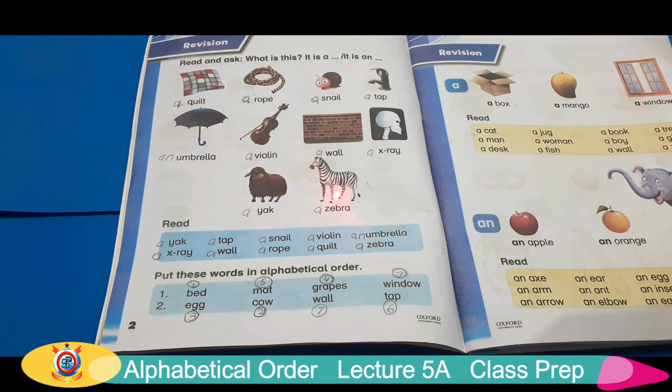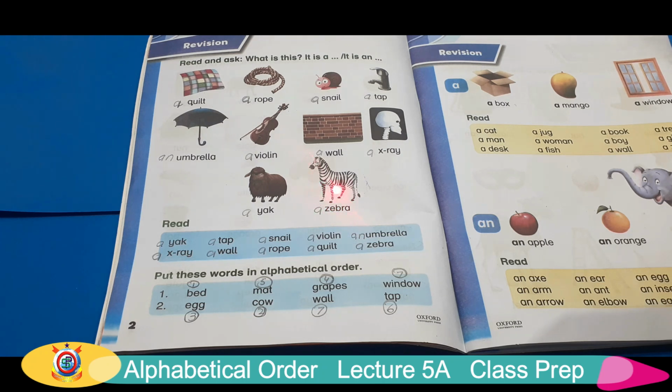Now come to the next picture. Wow, what a beautiful animal it is. Look at the lines, black and white. And what is this? Zebra. This is zebra. Z-E-B-R-A. A zebra. Okay.